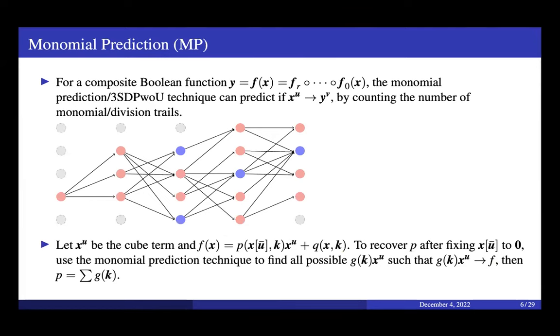For a composite Boolean function mapping X to Y, the monomial prediction or division property allows us to predict if X^U appears in the ANF of Y^V by counting the number of monomial or division trails. And for a cube monomial X^U, if we can determine all the possible terms X^U contained by F, then we can determine the superpoly accordingly.